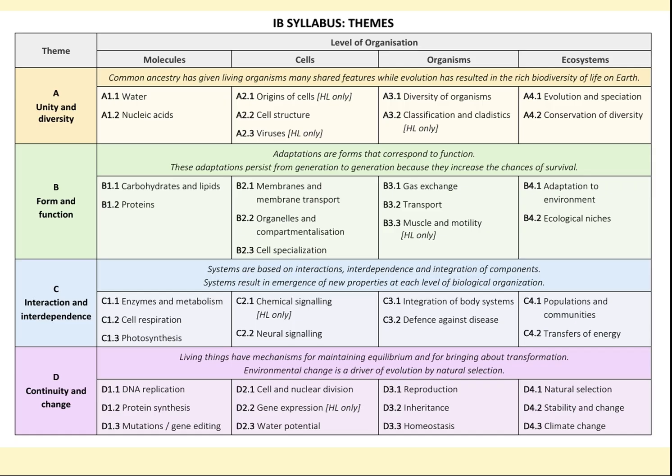So first, let's ground ourselves. We're here now in Theme D, Continuity and Change, specifically D1.1 DNA Replication. And this whole theme, alright, talks about how life maintains stability while allowing for evolution. DNA replication is the ultimate example of continuity, keeping our genetic code safe from one generation to the next.